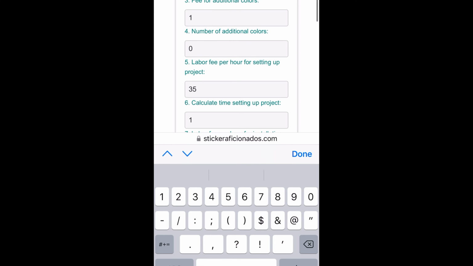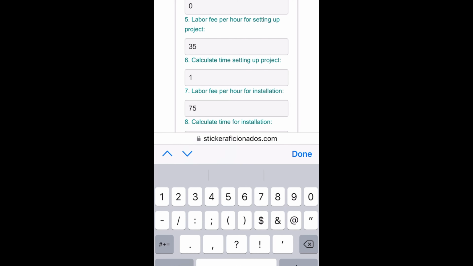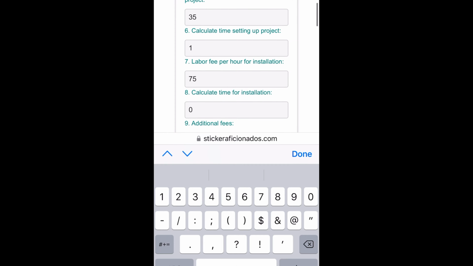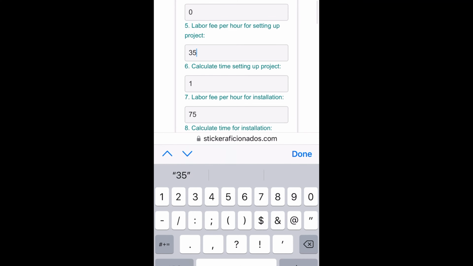Now, the labor here is divided into 2 sections, which is the labor fee per hour for setting up the project. That is the time that you spend setting up, like cutting the vinyl, weeding out, adding your transfer. And the other side is when you are doing the installation. And of course, you set up your own price for those 2 labors, how much you want to charge by the hour when you are just weeding out, cutting the vinyl, and adding the transfer.